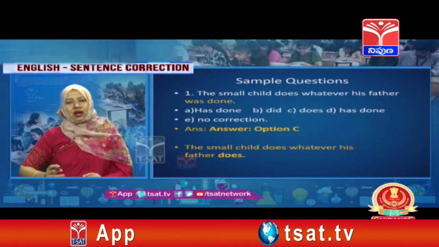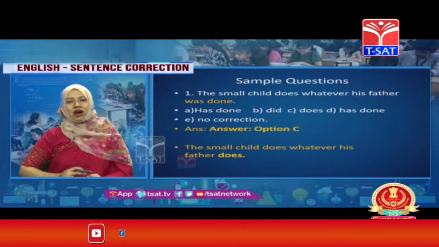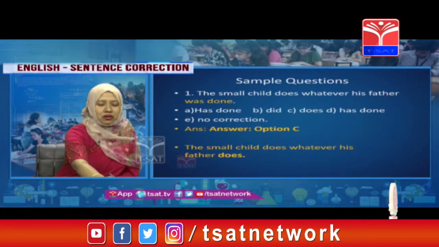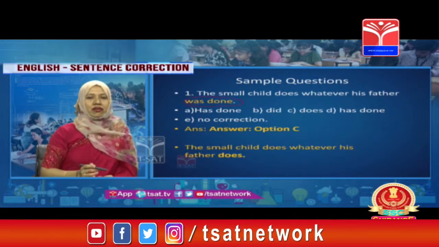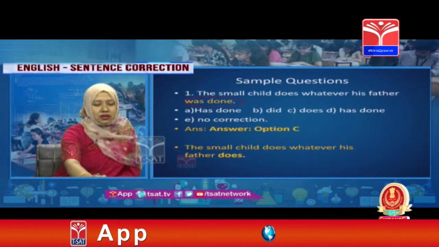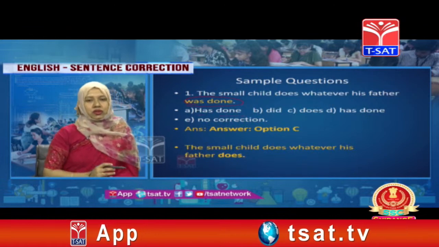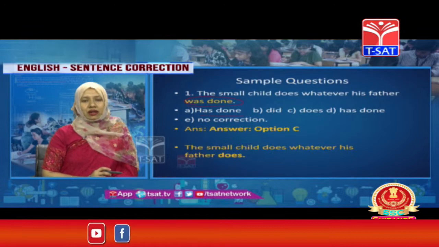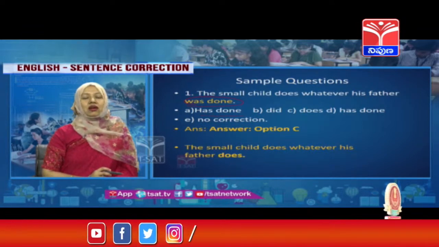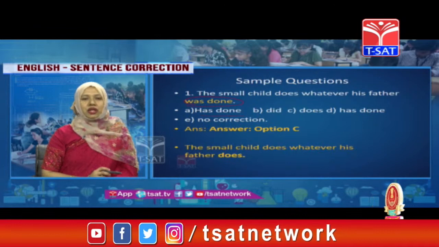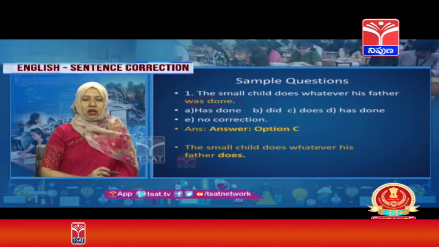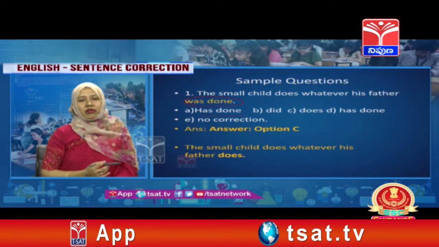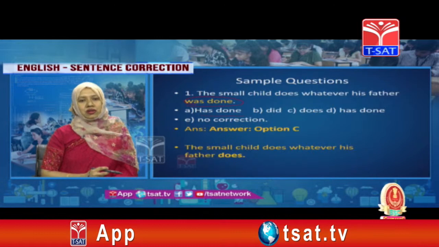The small child does whatever his father was done. Now, here was done is given as object, and this should be corrected. There are options. Option A, has done. Option B, did. Option C, does. Option D, has done. Option E, no correction. Now, if you see, present, past, past perfect forms of the verb do are used here.